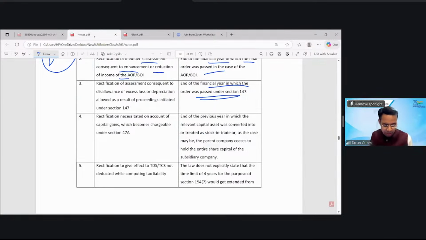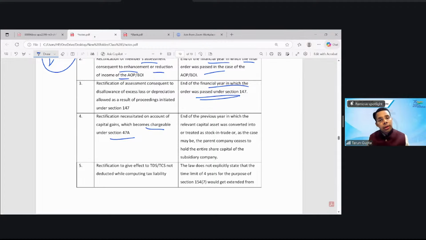Rectification on account of capital gain which becomes chargeable under section 47A. So, what happens in case of capital gain? If an asset is transferred between the holding and subsidiary company, then this transaction is not considered as a transfer and therefore there is no capital gain, provided the holding company holds the shares of the subsidiary company for 8 years. So what section 47A says is that if during these 8 years, the holding company sells off the shares, then the capital gain which was exempted shall be taxable.